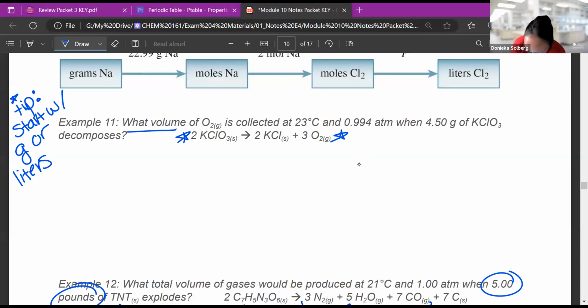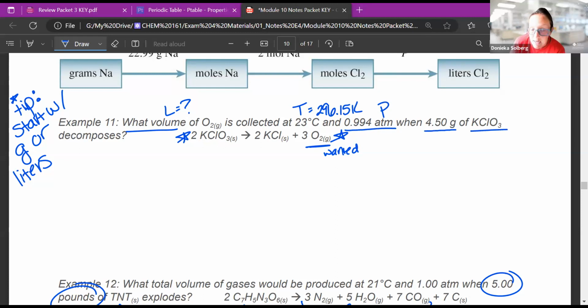Then I'm going to pull out my numbers. Let's see what I have here. I want a volume, so I want liters most likely. I'm looking for volume of oxygen. So I want this one. This is my wanted. Of oxygen is collected at a temperature of 23 degrees Celsius, which I know I'm going to have to put into Kelvin, so I'm just going to do that right off the bat. That's 296.15 Kelvin. And 0.994 atmospheres, well, that one's a pressure. When 4.50 grams of KClO3 decomposes. So this is what I'm starting with.